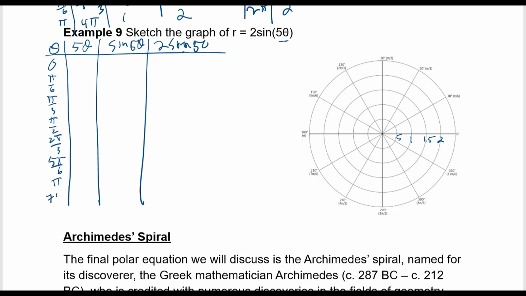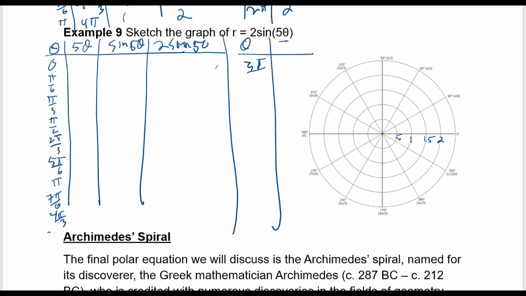Pi, then 7 pi over 6, and then 4 pi over 3, 3 pi over 2. I think we'll see a pattern by this point. And then we'll have 5 pi over 3, 7 pi over 4. No, we're not doing the 4s. Come on, erase. There we go. And then 11 pi over 6. And then 2 pi.